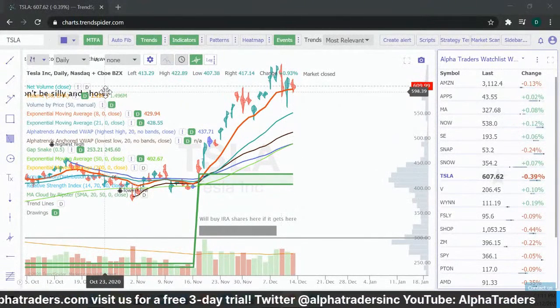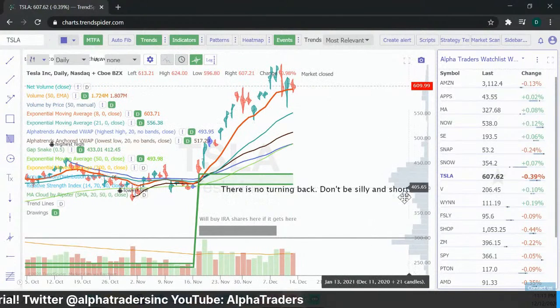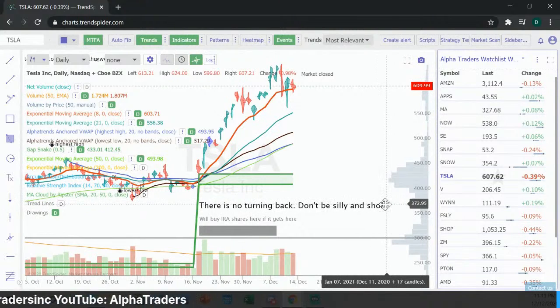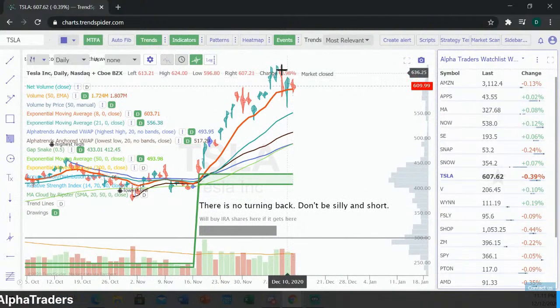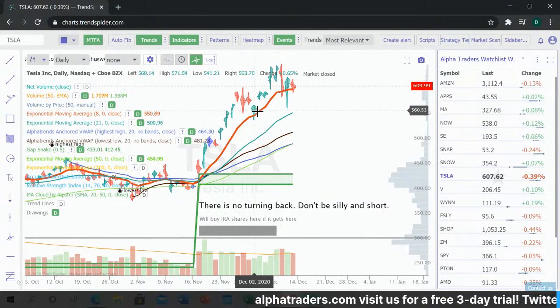You guys see this is my mantra on Tesla. There's no turning back. Don't be silly and short. If you can get cute and catch this, good for you. It's not a stock you want to short.